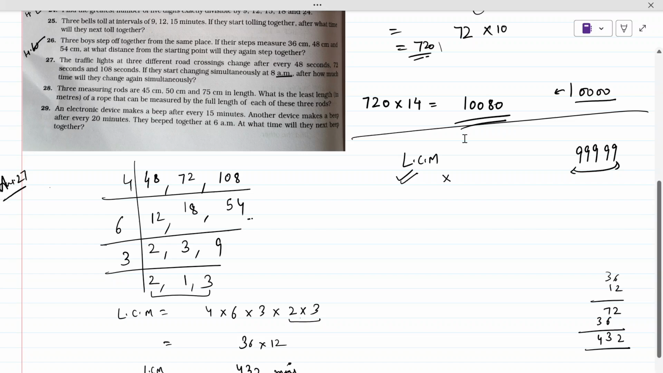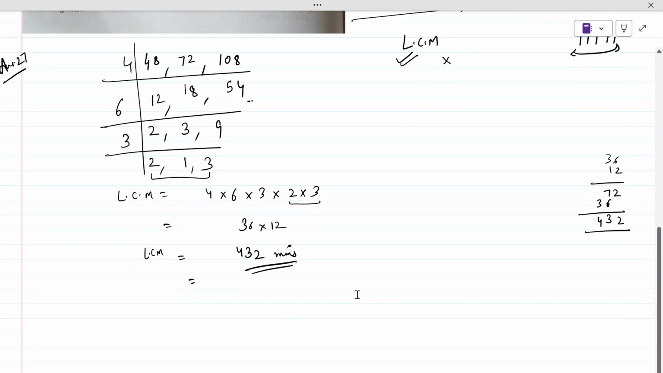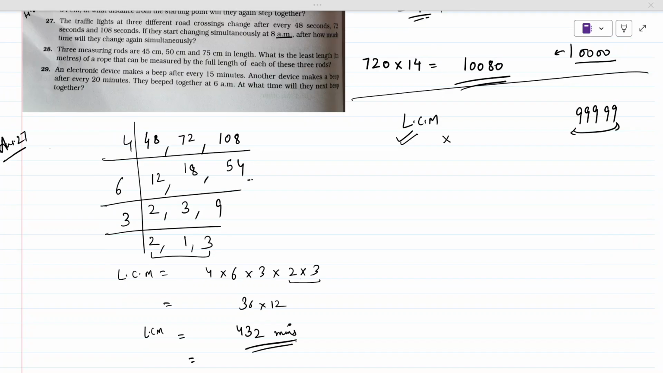Now, what is written here is that after how much time it is going to change again after 8 am, right? So kids, first of all, what we have to do is let us change this 432 to minutes and hours.